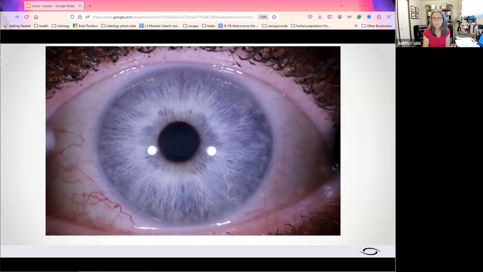The pupils give us some unique information. And again, we're not going to dive into that at all today because that's an entire lesson in the dynamic iridology program. So for the sclera, here's what you already know about the sclera.